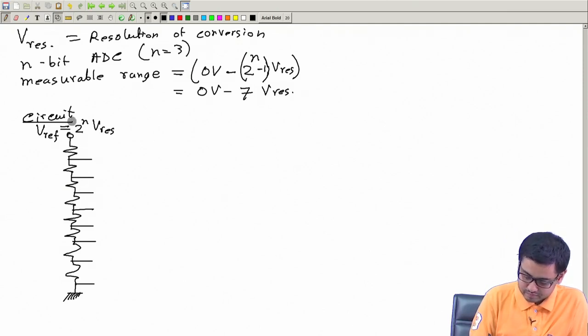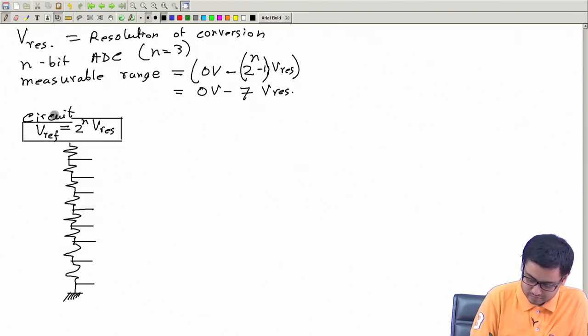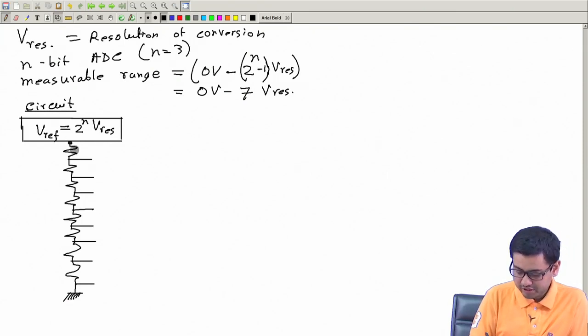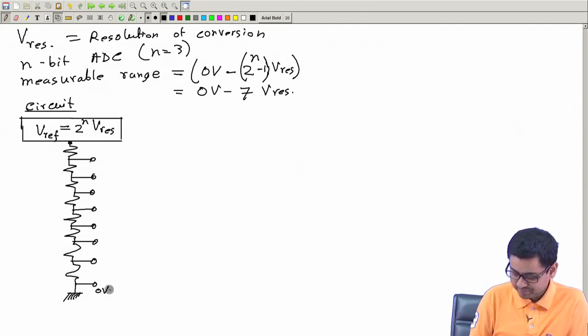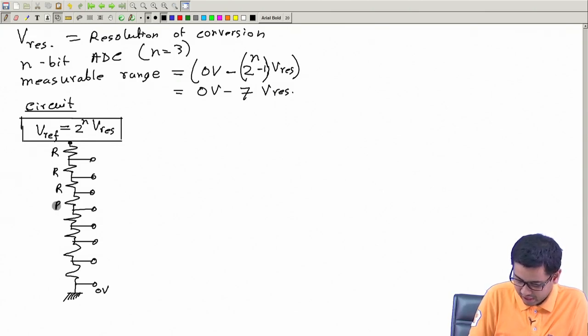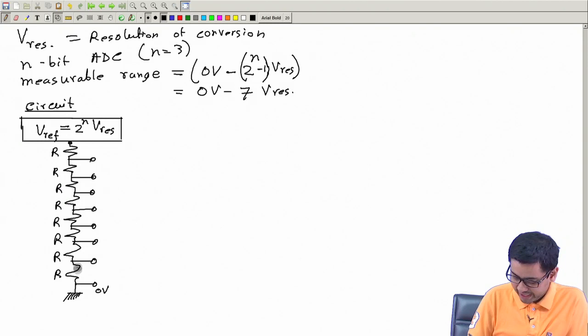Okay. So this is the voltage at this point, and so what will be the voltage at these points? So, this will be 0 volt, and this is, say, n is 3. So, this is 8 times V res, and it will get divided by 8 resistances, all of equal value, call them R, R, R, R, R, R, R, R. So, this voltage will therefore be 1 over 8 times this total voltage.